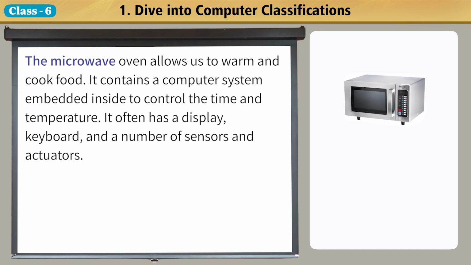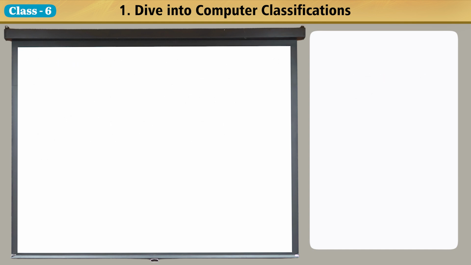The microwave oven allows us to warm and cook food. It contains a computer system embedded inside to control the time and temperature. It often has a display, keyboard, and a number of sensors and actuators.